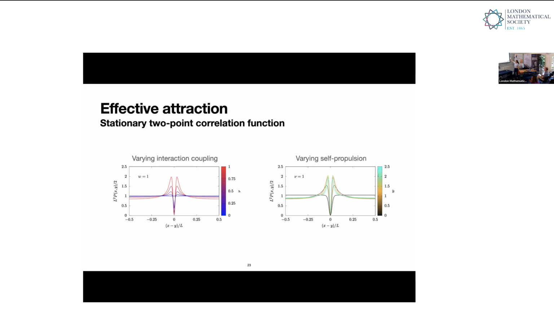Similarly, this is a similar plot, but instead of tuning the interaction, I'm driving the system away from equilibrium. When the system is at equilibrium, this distribution is just a Boltzmann distribution. That's the black line here. And as we drive this system away from equilibrium, meaning we turn on this self-propulsion, the particles start to spend some time close to each other.